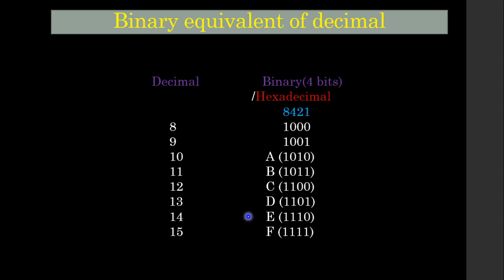Then for 14 I need 8 plus 4 plus 2, which is 8 plus 4 is 12, 12 plus 2 is 14, then the 1 position is 0. And then come to the last value, 15. 15 is 8 plus 4 is 12, 12 plus 2 is 14, 14 plus 1 is 15. So we have to fill all the positions with 1 1 1 1. So this is how the table can be formed orally when you know the place value positions.